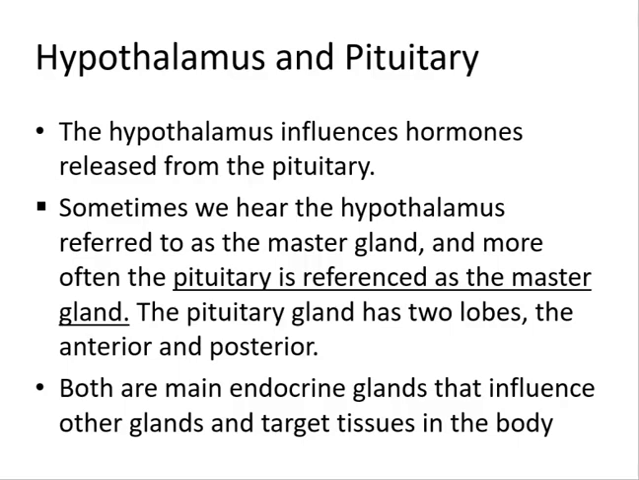Now let's talk about the hypothalamus and the pituitary gland. The hypothalamus gland influences hormones released by the pituitary gland. Sometimes we hear the hypothalamus referred to as the master gland. But more often, we hear the pituitary referred to as the master gland. The pituitary gland has actually two lobes, the anterior lobe and the posterior lobe. Both are the main endocrine glands that influence other glands and target tissues in the body. So that's the hypothalamus and the pituitary.